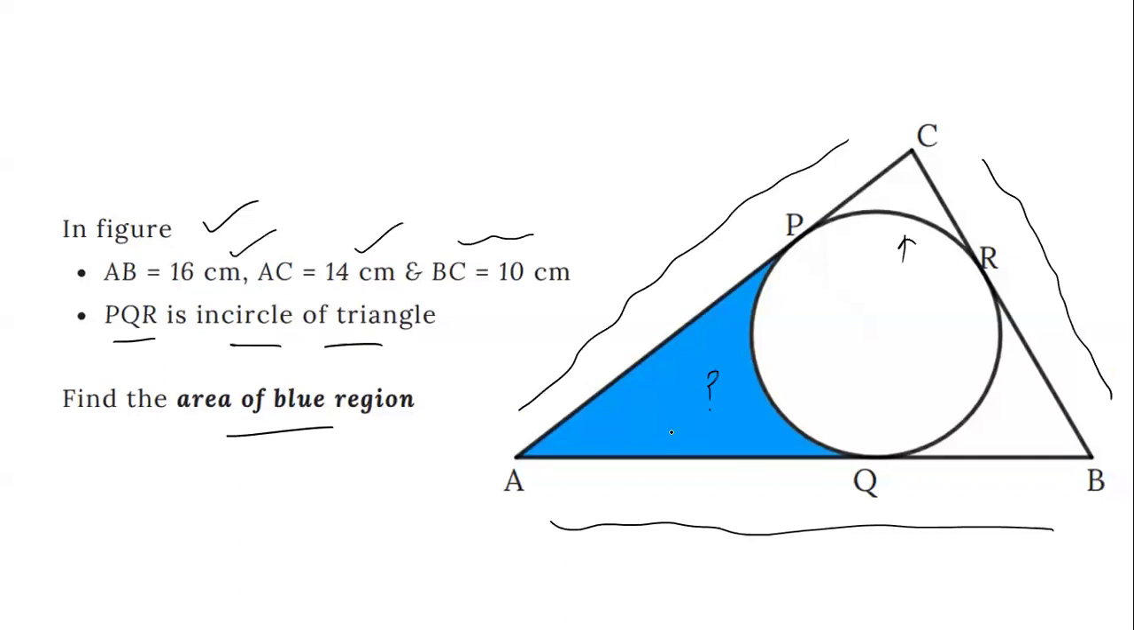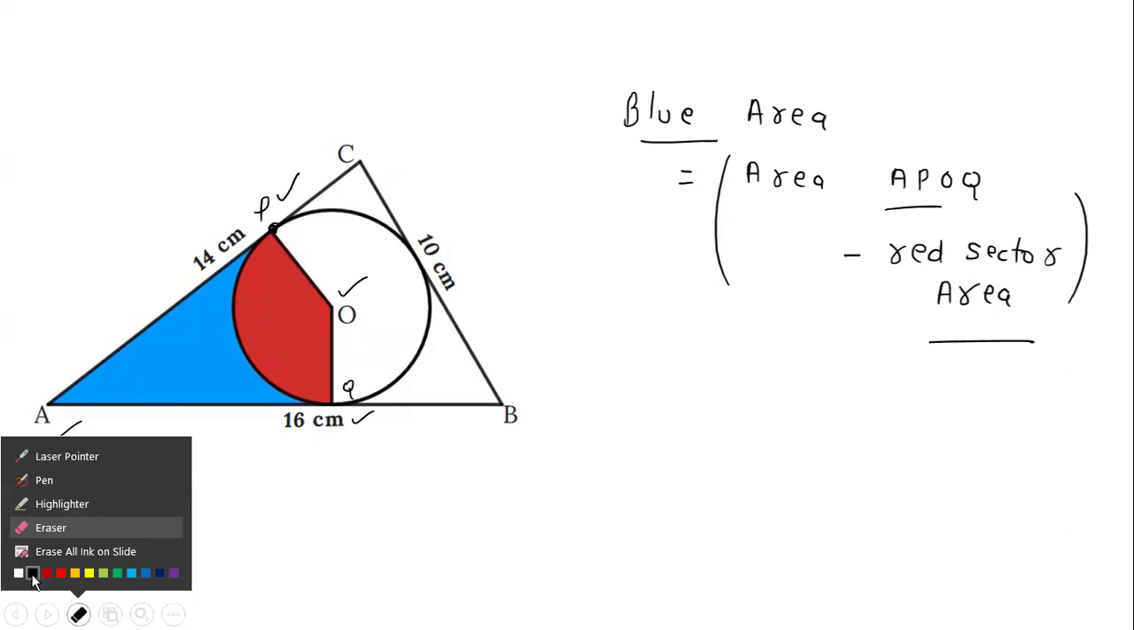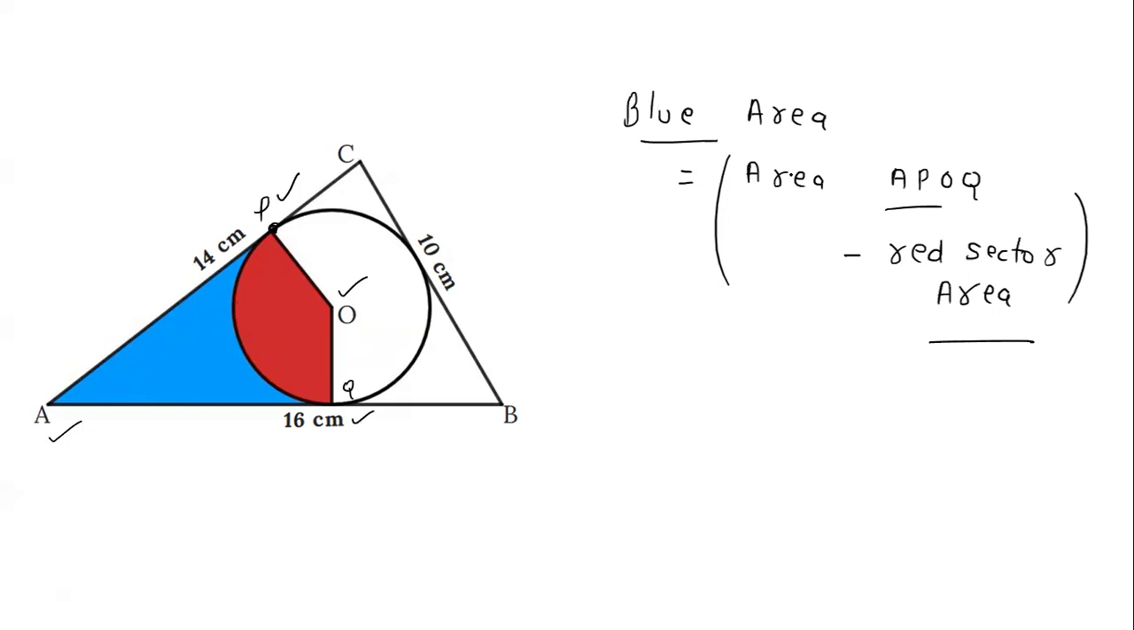So let's see how we can solve this. You see this figure. We can write this blue area as this area APOQ. Let's denote this point by P, this is O, this is Q. So this whole area APOQ, and if we subtract this red sector area, then we can get this blue area. So this is the strategy: APOQ area minus red sector area is equal to this blue area.